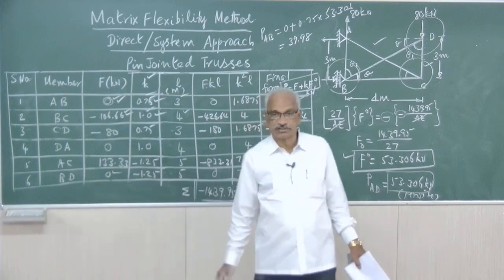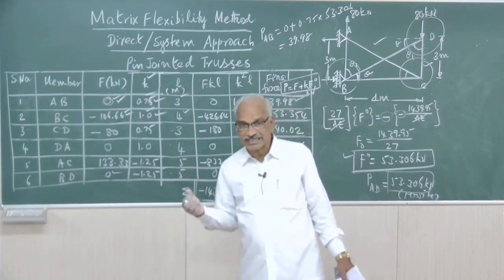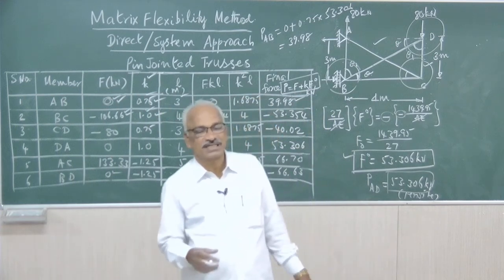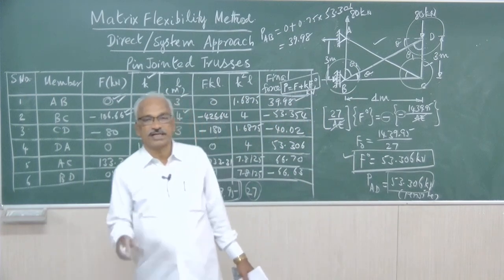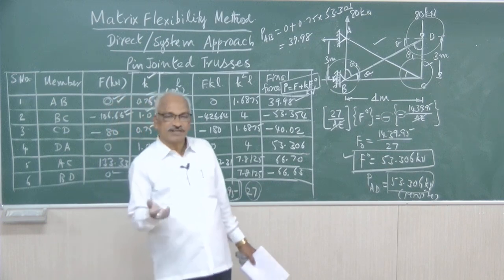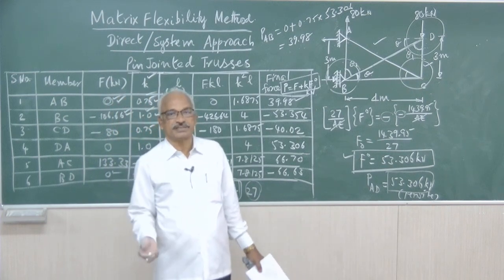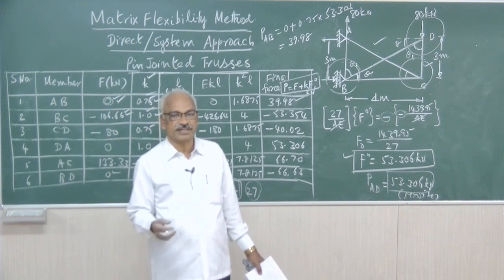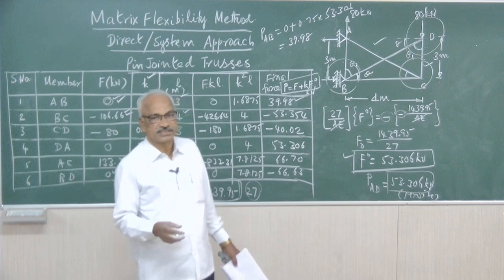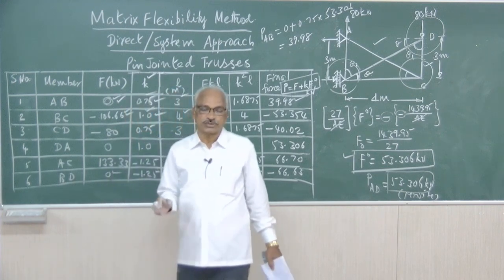So this is how you have to analyze a pin joint truss. This truss is internally indeterminate to 1 degree. So we have to understand the difference between the strain energy method and the matrix flexibility method, namely the direct flexibility method. So this completes this lecture. Thank you for your patience.